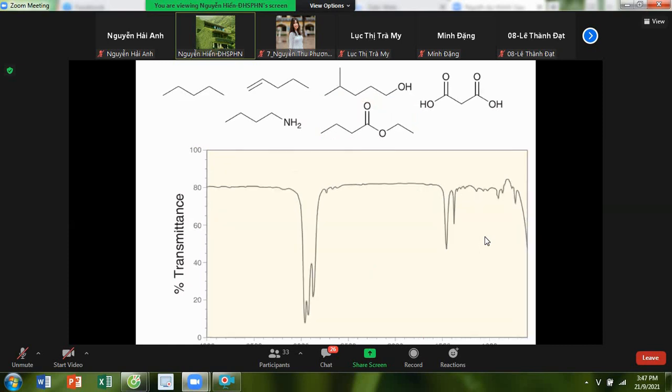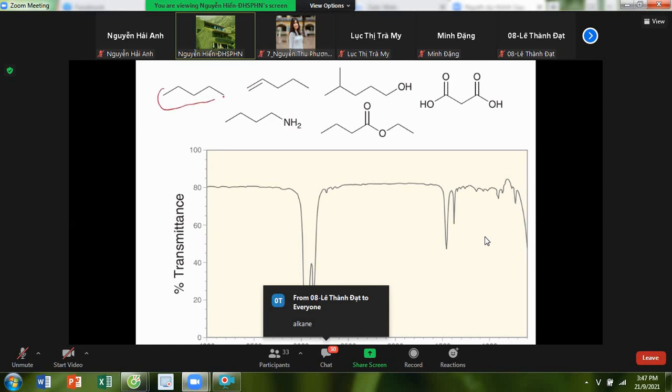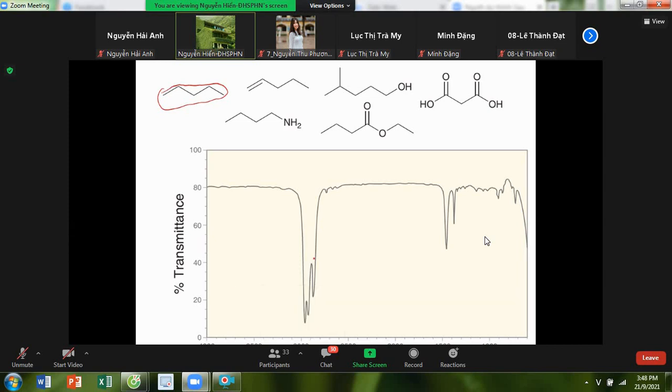Okay, so spectrum C. So this one we have, yeah, not so much information indicated, and yeah, agree, alkane, only sp3 CH.